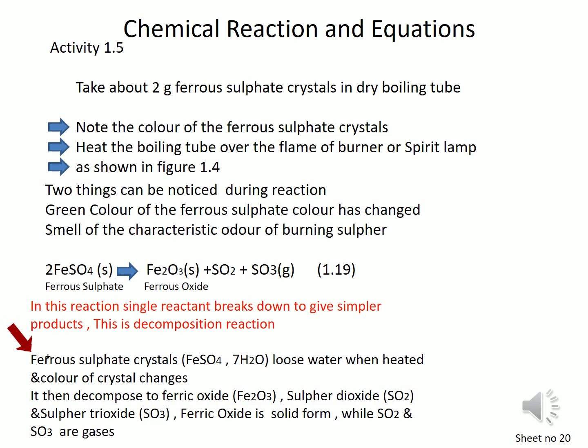Ferrous sulfate crystal FeSO4 7H2O loses water when heated and the color of the crystal changes. It then decomposes to ferric oxide Fe2O3, sulfur dioxide SO2 and sulfur trioxide SO3. Ferric oxide is in solid form while SO2 and SO3 are gases. So this is the same reaction we have seen above. The important thing is we have to understand the concept of decomposition, where one substance is splitting into a number of substances. That is a decomposition.